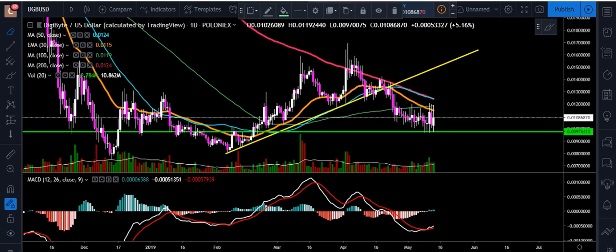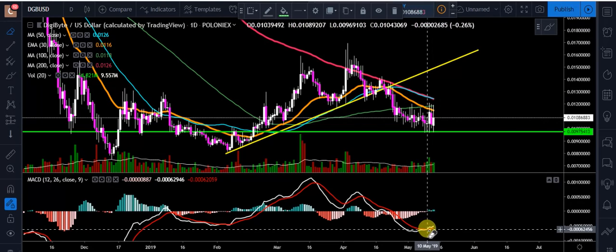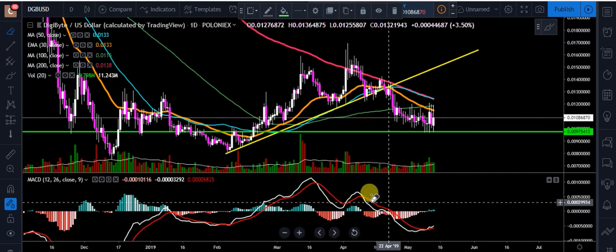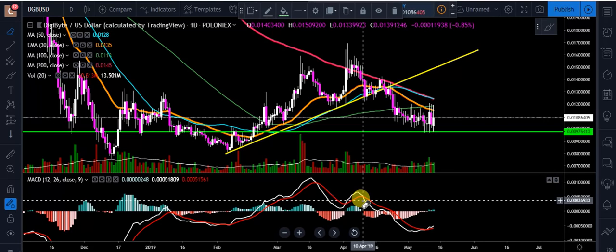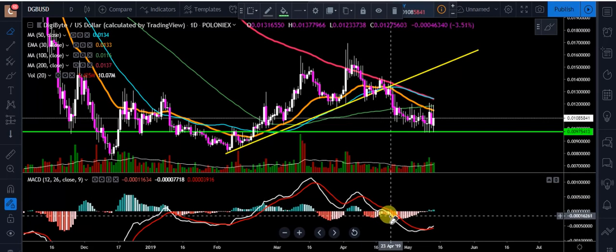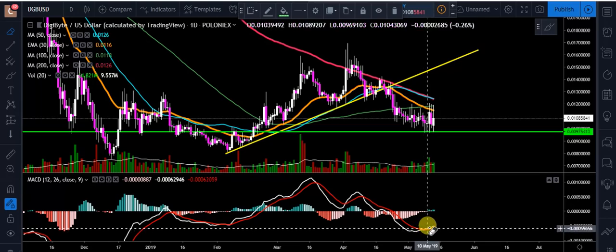But what we're doing here and what I'm so excited about is that we are getting this nice MACD cross that took place right here. This took place on about the 10th or 11th here, May 10th, May 11th. And guys, we hadn't had a bullish cross since April 10th. So you can see we spent a significant amount of time here underneath, and now we're finally getting that cross.